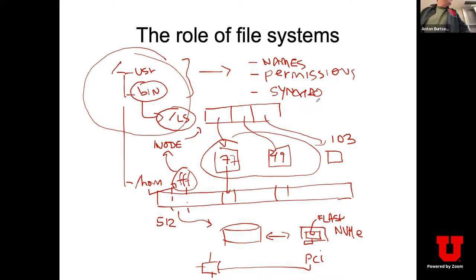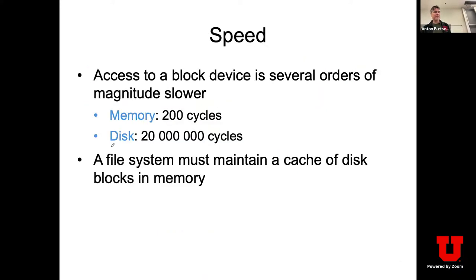Metadata, well, permissions we already have. So there are a couple of things here. One is that actually the file system is kind of slowish, right? Back in the days when you had a spinning disk, if you access memory, it's roughly 200 cycles. When you access a disk, it's 20 million cycles. So that's a lot, right?